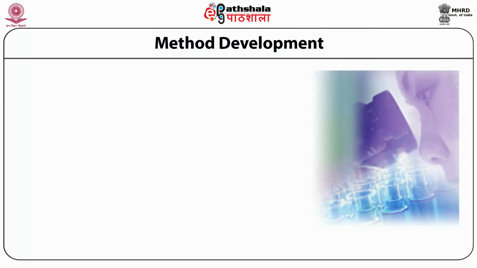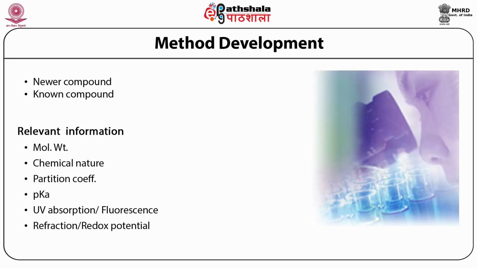As of now, we have seen how we prepare a sample for HPLC. Now we are going to see how we develop a new method in HPLC for a known compound, or a new method for a new compound. The relevant information I would look for in any new compound or known compound is its molecular weight.